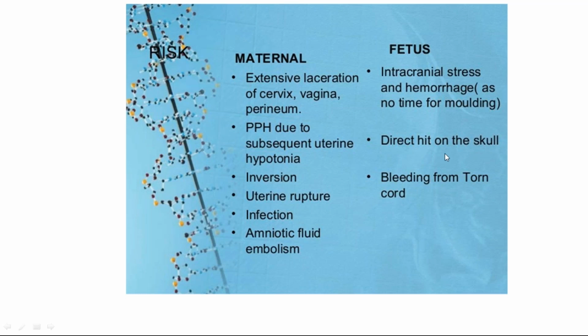Suddenly the baby comes out and there may be skull fractures. The cord also may snap off and there may be bleeding from the torn cord from both sides, from the maternal side as well as from the fetal side. So most important are the intracranial hemorrhages to the baby, and sometimes the baby may fall onto the floor suddenly, and then it may hit and there may be fractures of the skull and associated hemorrhages and so on.